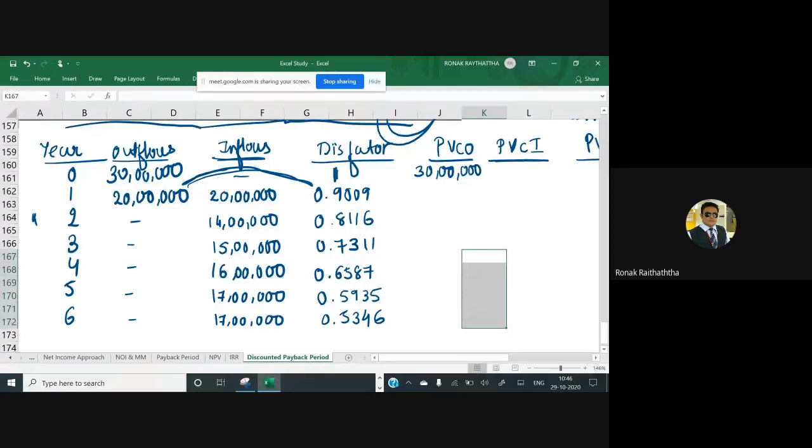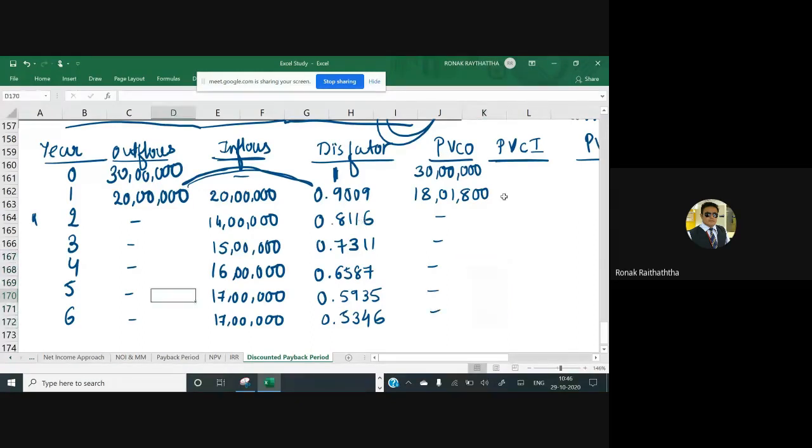Thank you. Can you just multiply 20 and 0.9009? Can someone give me the answer of this, please? 18 lakh 1,800. For others, there would be 0, or you may just put it as dash.